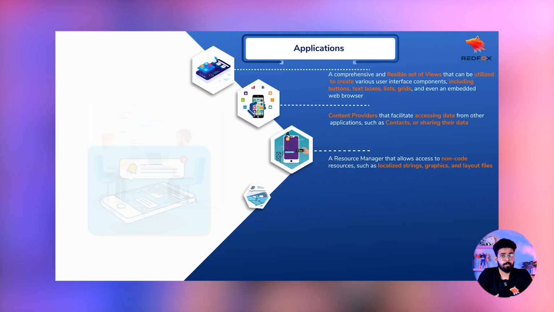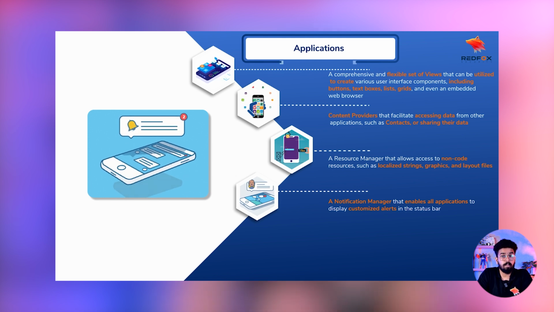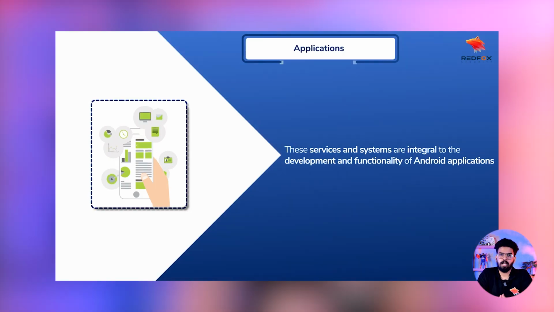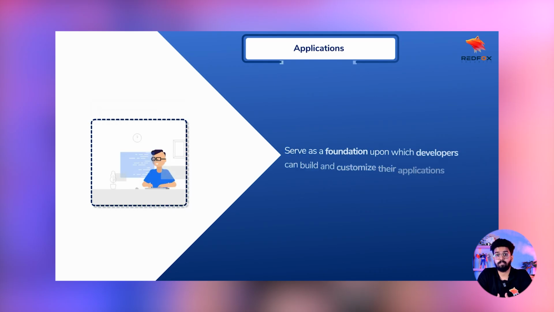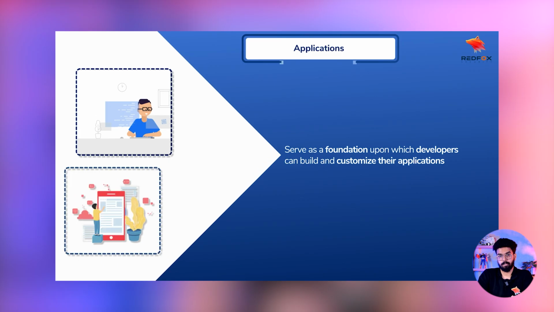A notification manager enables all applications to display customized alerts in the status bar. An activity manager governs the life cycle of applications and provides a common navigation backstack. These services and systems are integral to the development and functionality of Android applications and serve as a foundation upon which developers can build and customize their applications.